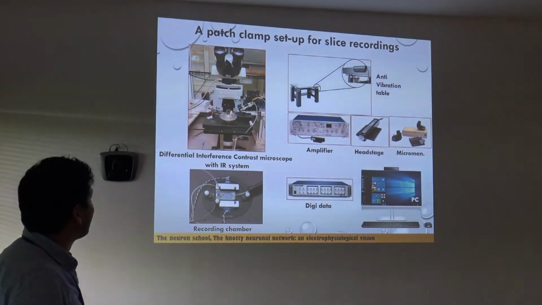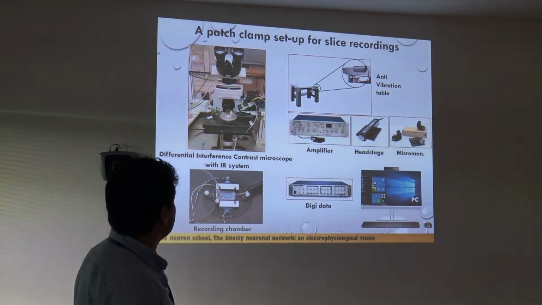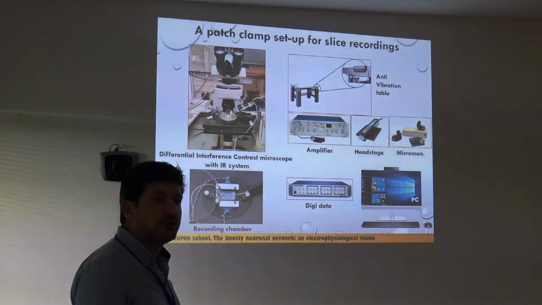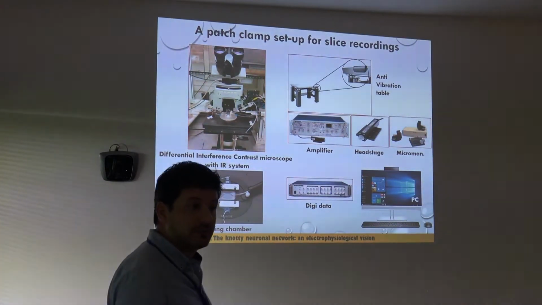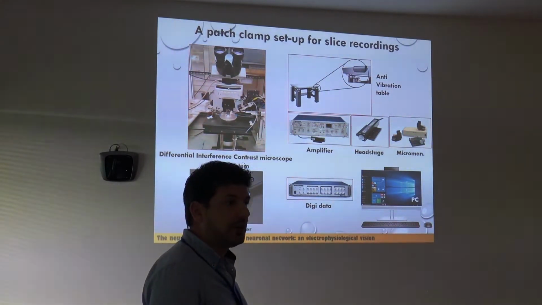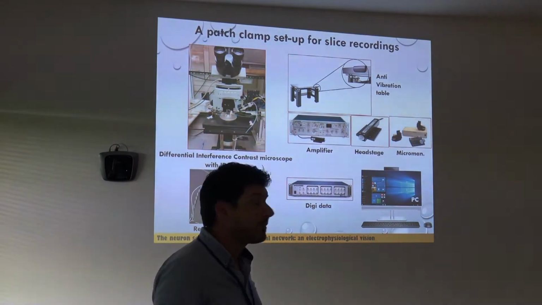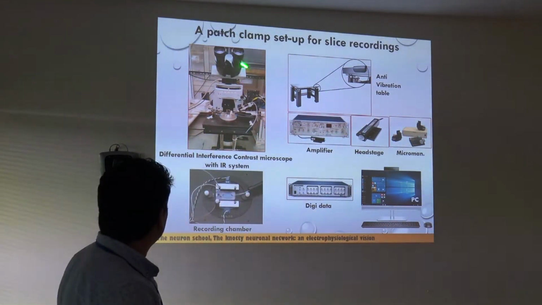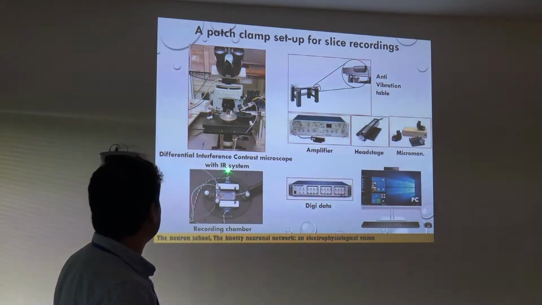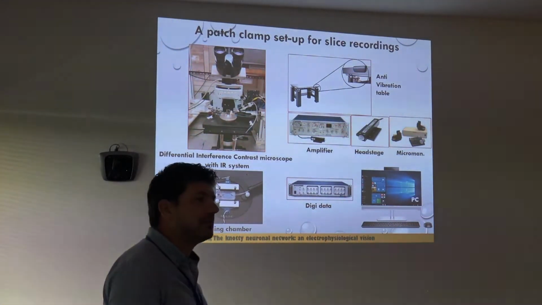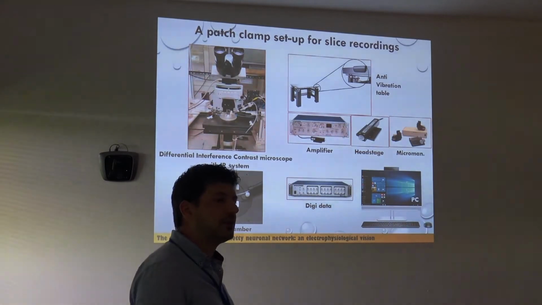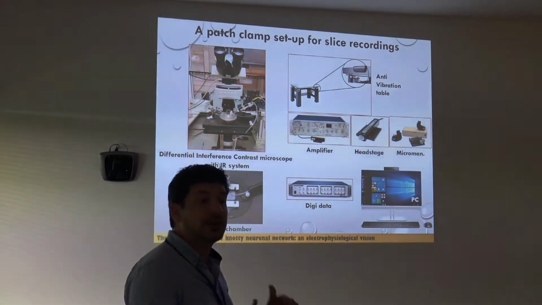This is a classic setup for patch clamp recording in slices. We use slices from rodents, and we have fresh slices every day. We need a normal microscope, a differential interference contrast microscope. It's better to have an infrared microscope, because infrared allows you to go deeper and deeper in the slice.